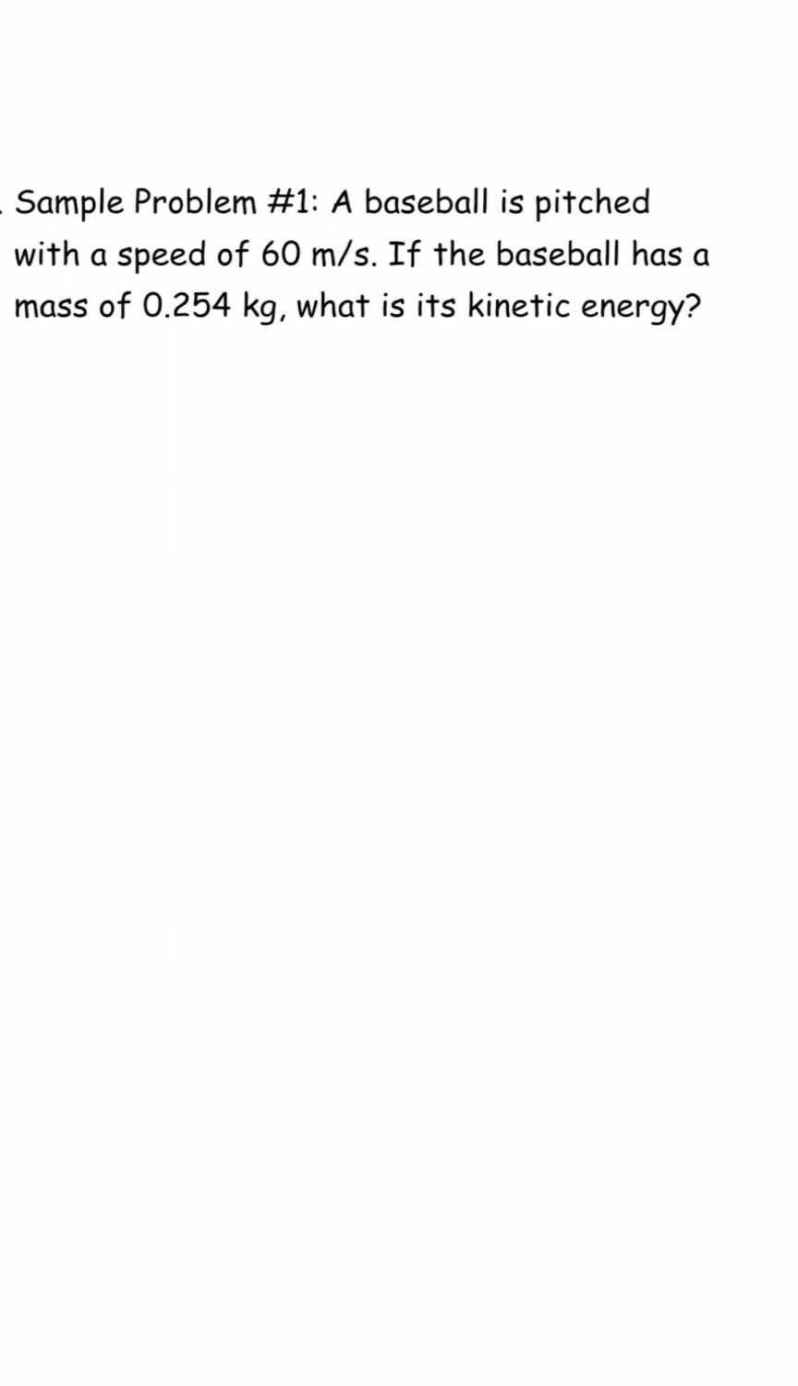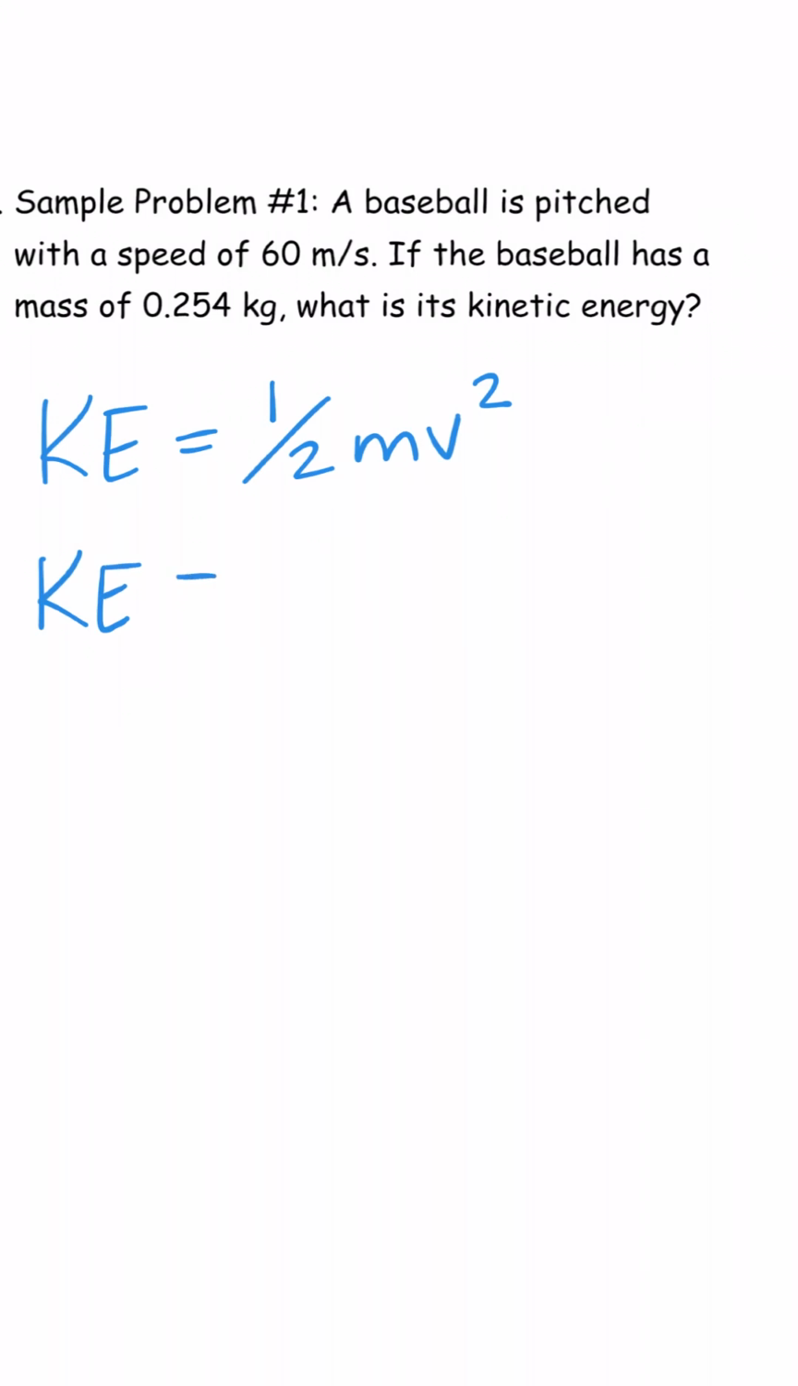All right, let's take a look at sample problem number 1. A baseball is pitched with a speed of 60 meters per second. If the baseball has a mass of 0.250 kilograms, what is its kinetic energy? All right, so this is the simplest type. We're solving for kinetic energy. I'm going to start by writing my formula.